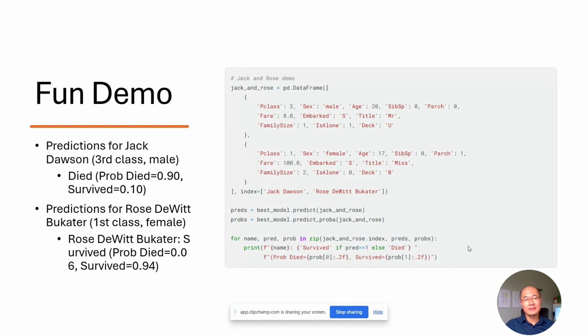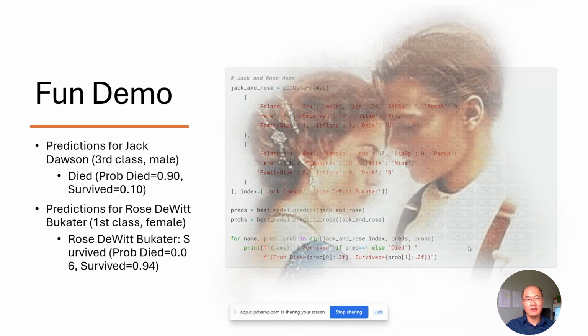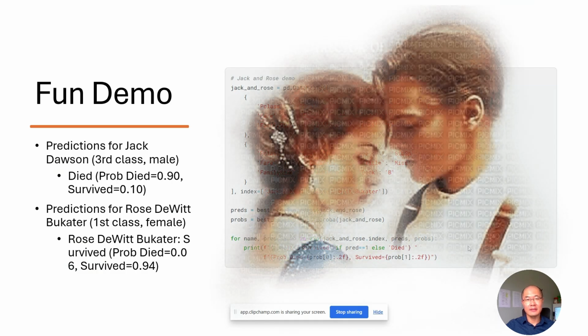As a fun check, I tested the model with Jack and Rose from the Titanic movie. The model predicted Jack would die with a very high probability of 0.9 and Rose could survive with a probability of 0.94, matching the movie ending.